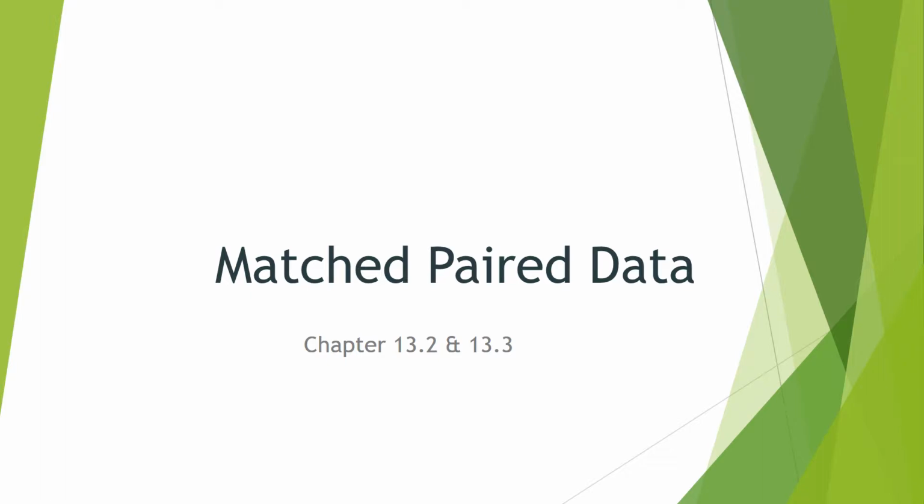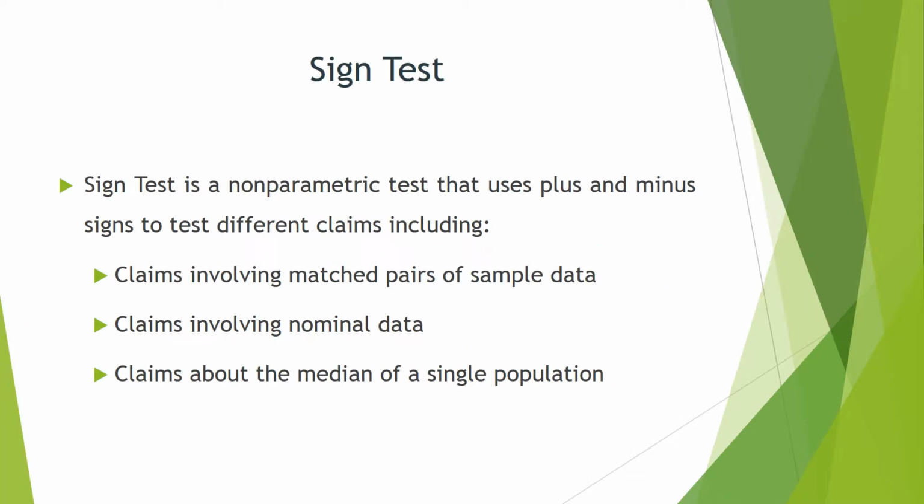We're going to look at some specific examples of non-parametric tests, and we're going to look at what we do if we have matched pair data or single sample data. So the sign test is the first one we're going to look at, in 13.2. The sign test is a non-parametric test that uses the pluses and minuses to test the different claims. Okay, so it involves matched pairs.